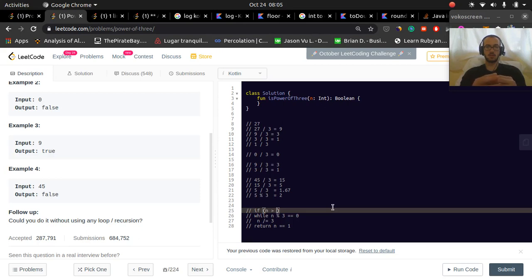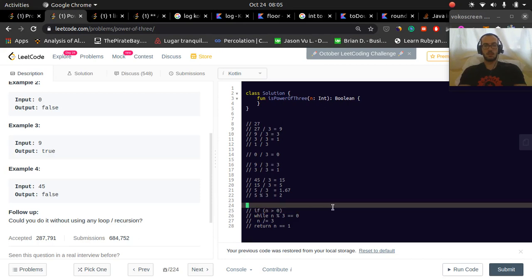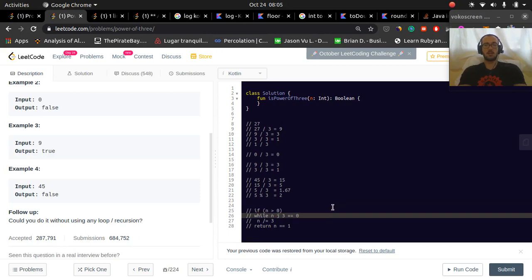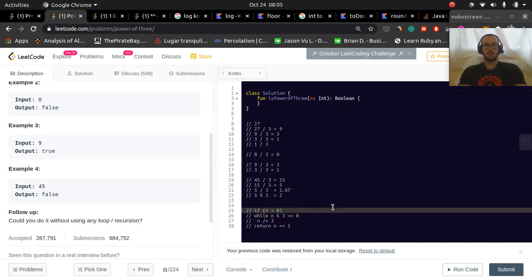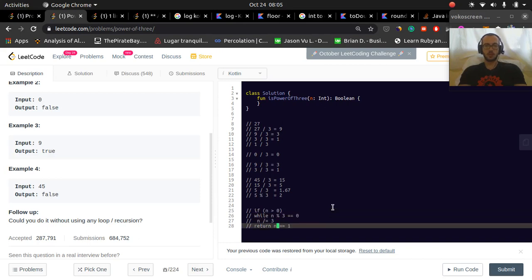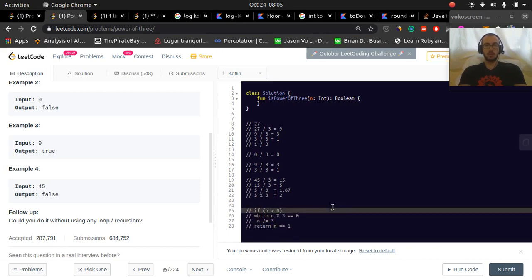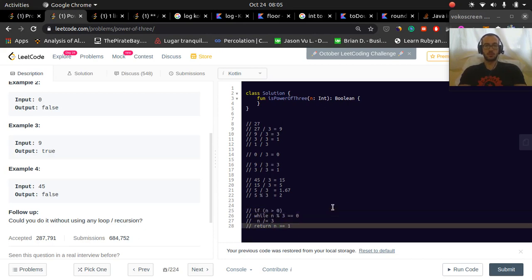let's think about this. So 1 is 3 to the 0. 3 to the 0 is 1. Okay, so 1, no problem. Okay, so if n is greater than 1 or greater than 0, yeah, if n is greater than 0. And negative numbers will return false. 0 will return false. 1 will return true. Yeah, that's what we want.